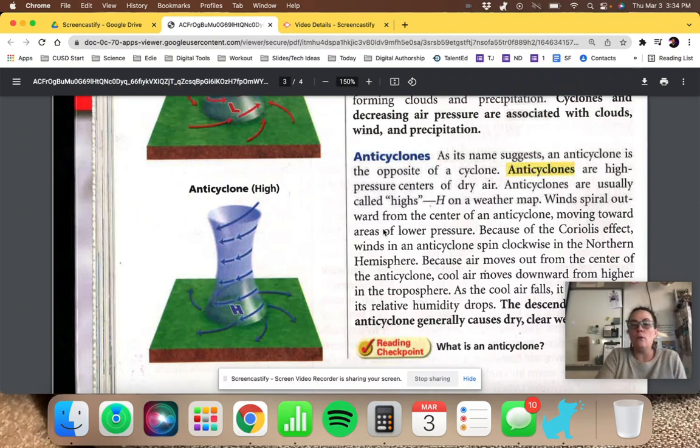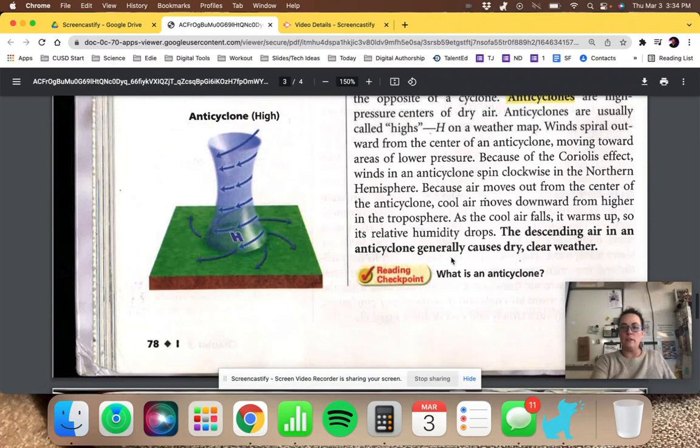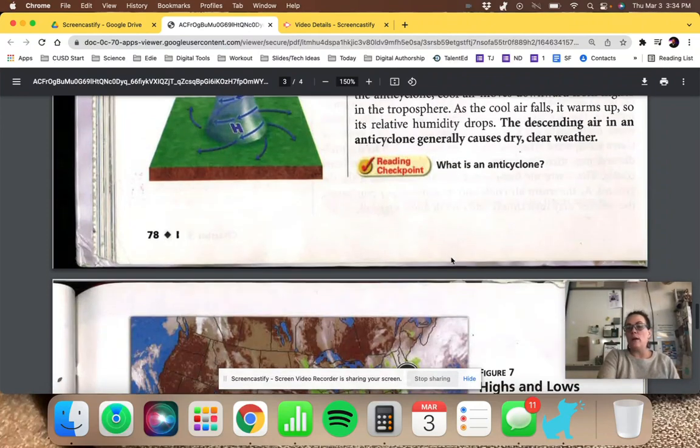Winds spiral outward from the center of the anticyclone, moving toward areas of lower pressure. Because of the Coriolis effect, winds in an anticyclone spin clockwise in the northern hemisphere. Because the air moves out from the center of the anticyclone, the cooler air moves downward from higher in the troposphere. As the cooler air falls, it warms up, and so its relative humidity drops. That descending air, the air that is coming down in an anticyclone, generally causes dry, clear weather.